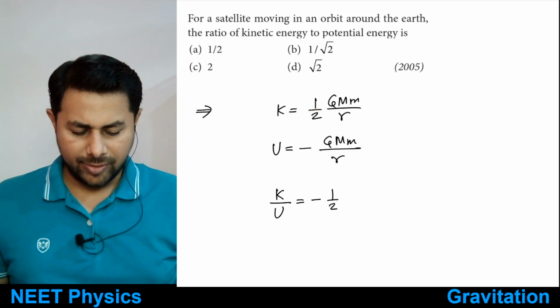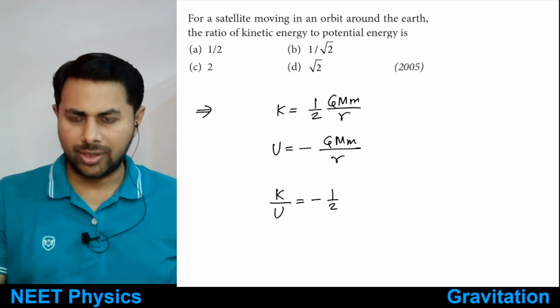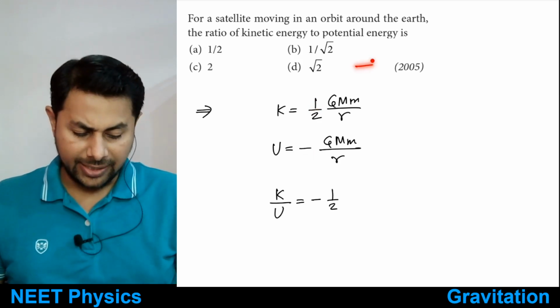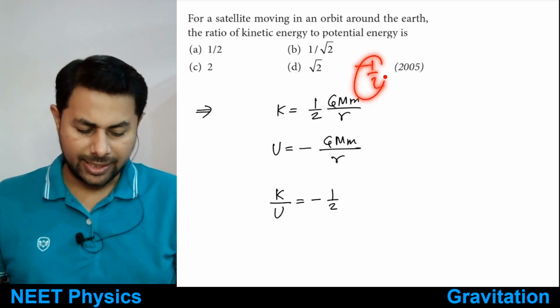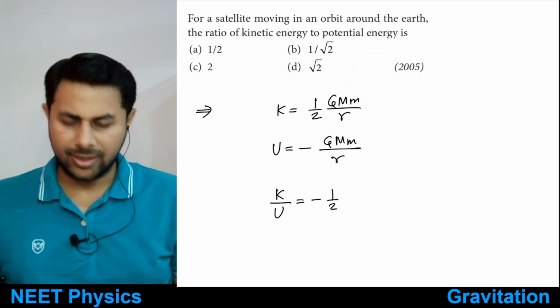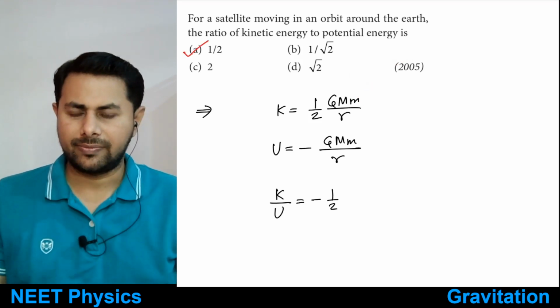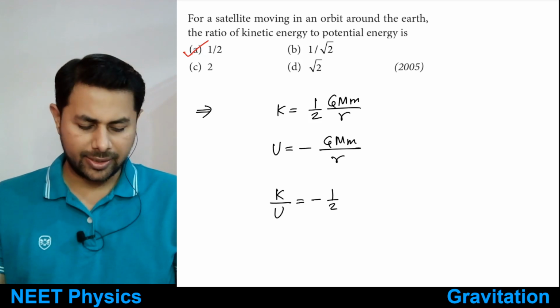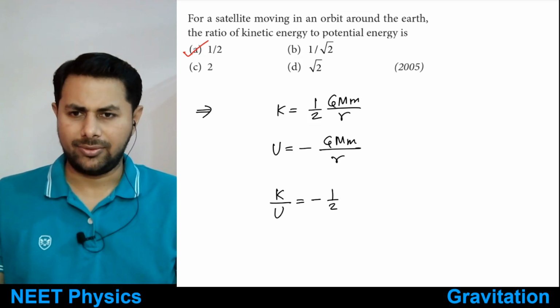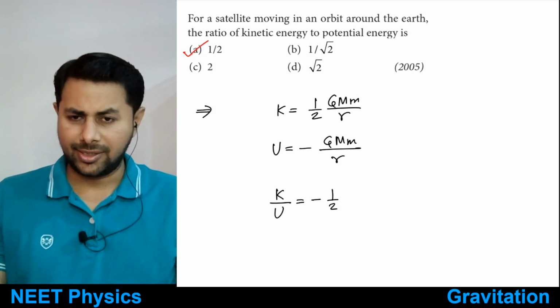But there is no negative sign in the options, so they want only the magnitude. If minus half was also there in the options, that would be the answer. But here there is no minus half, it is plus half only. So that's the answer. They are just asking about the magnitude. Right, this thing is clear.